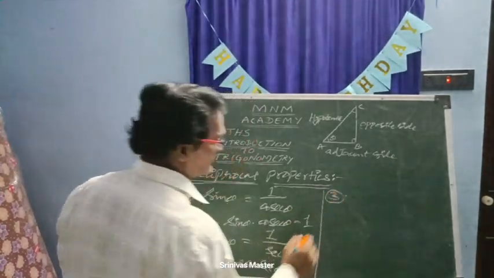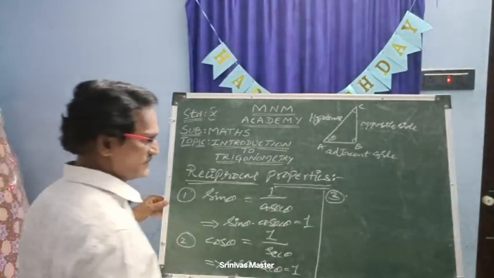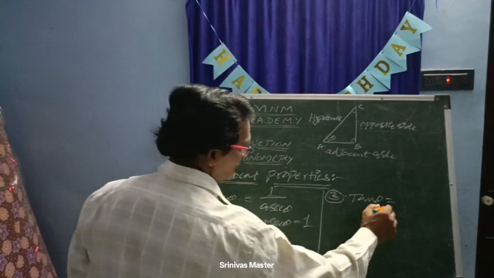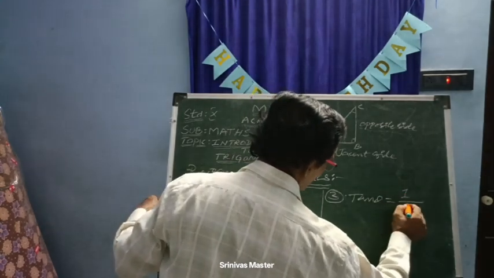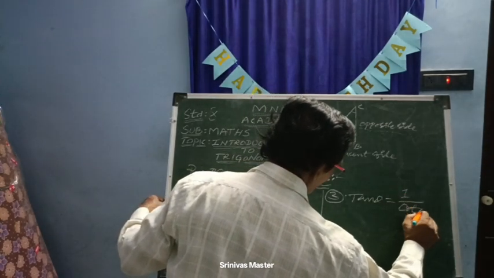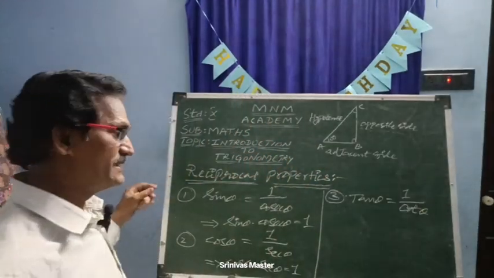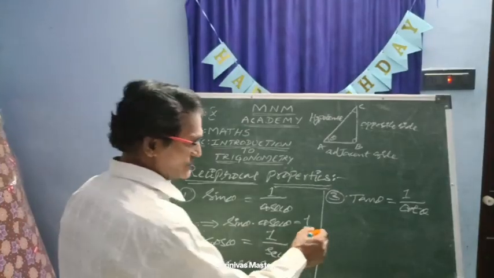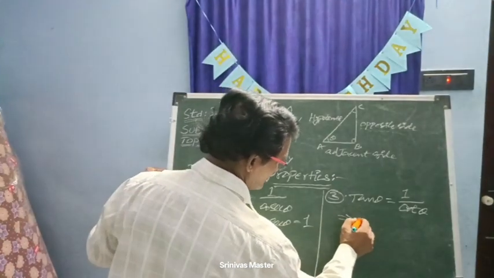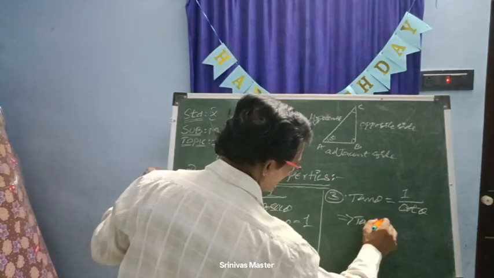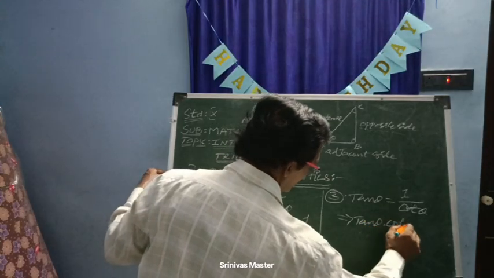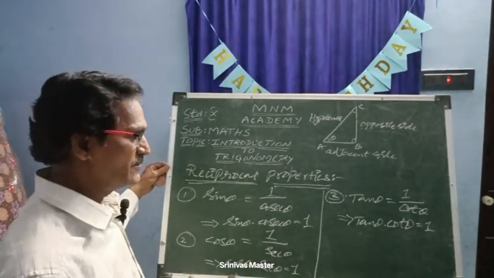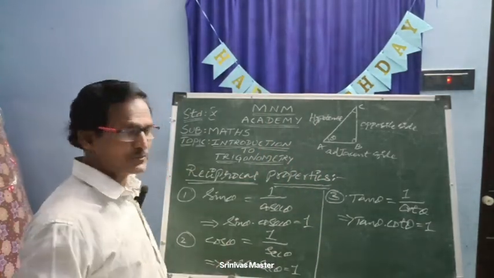Okay, and the third rule. Third one, what I told you, tan is the reciprocal of cot. That means tan theta is equal to 1 by cot theta. Tan is the reciprocal of cot, then cot is the reciprocal of tan. So by using this cross multiplication, children, what will you get? Tan theta into cot theta equal to what? 1. Okay, these are the reciprocal properties.